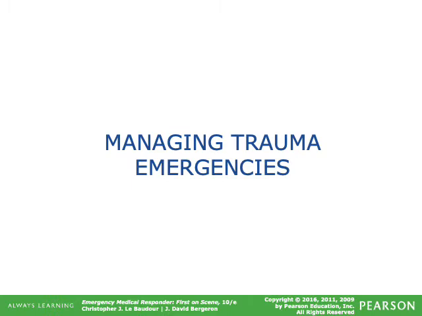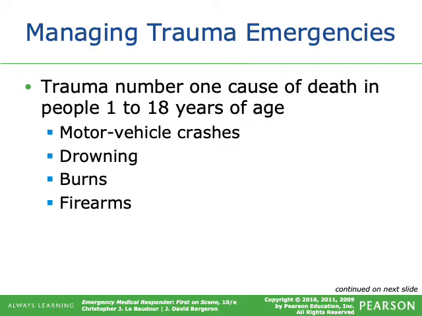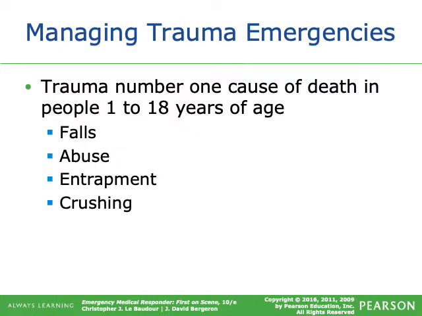Alright, managing trauma emergencies in children. Trauma is the number one cause of death in people 1 to 18 years of age. This can be from motor vehicle crashes, drowning, burns, firearms, falls, abuse, entrapment, or crushing injuries.